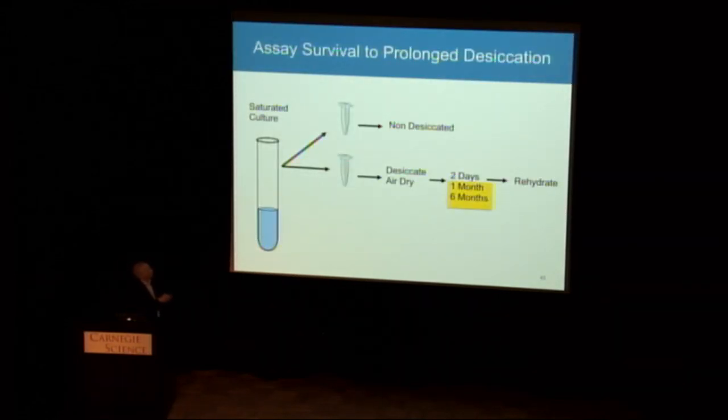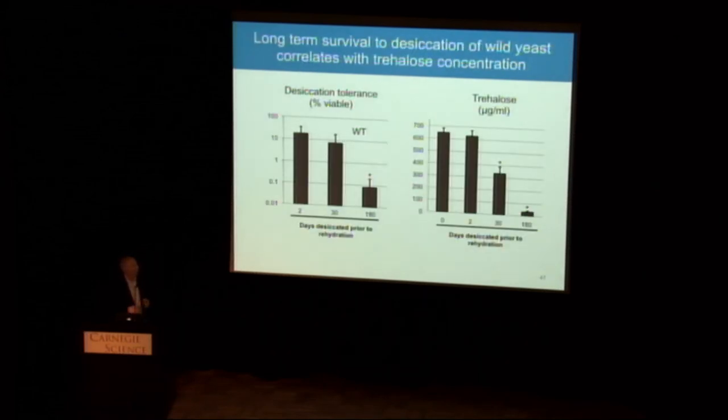What we had done before was desiccate them and then rehydrate them after 2 days. Why don't we do the experiment of letting them sit for a long time before we give them the water back? Then might we see an effect for trehalose? First of all, what happens to yeast if you don't rehydrate them for a long time? This is the experiment we see. On this side is our desiccation tolerance, a log plot again. This is what we were looking at before: at 2 days, wild-type cells survive fine. But after 30 days, it comes down a little bit, and after 6 months, a lot of them have died.